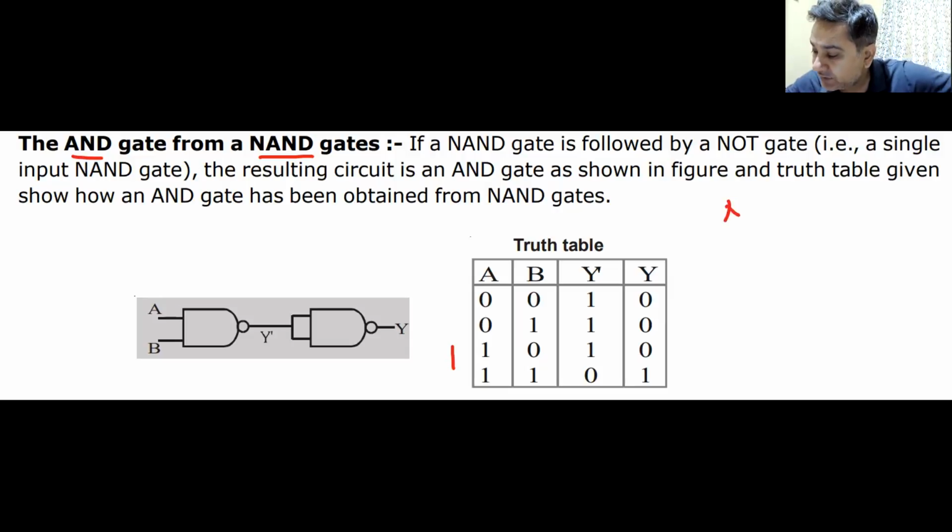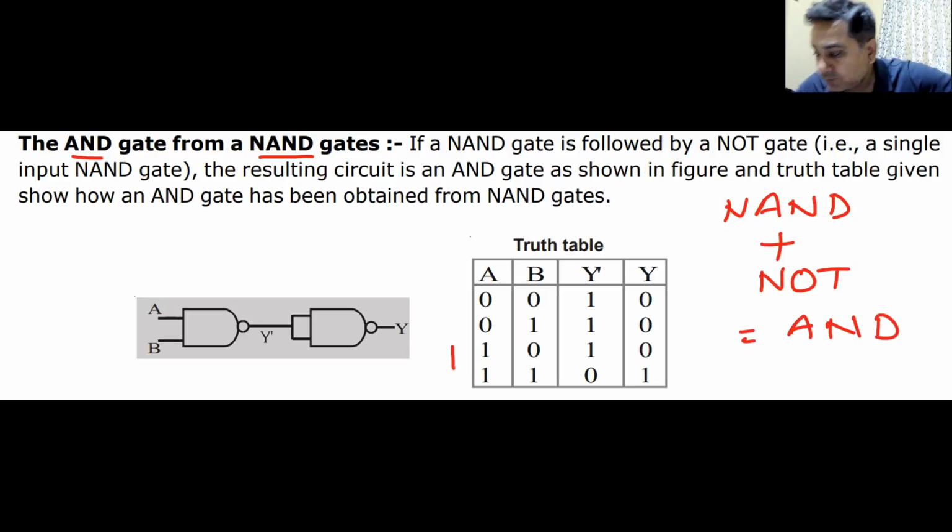The NAND gate will give you the reverse of the AND gate. So that reverse has to be made straight again. The reverse has to be made the original thing again. So I will add a NOT gate after a NAND gate and I will get the result as the AND gate. Do we understand this? Yes, sir. I need some raised hands from everyone that we understand this.